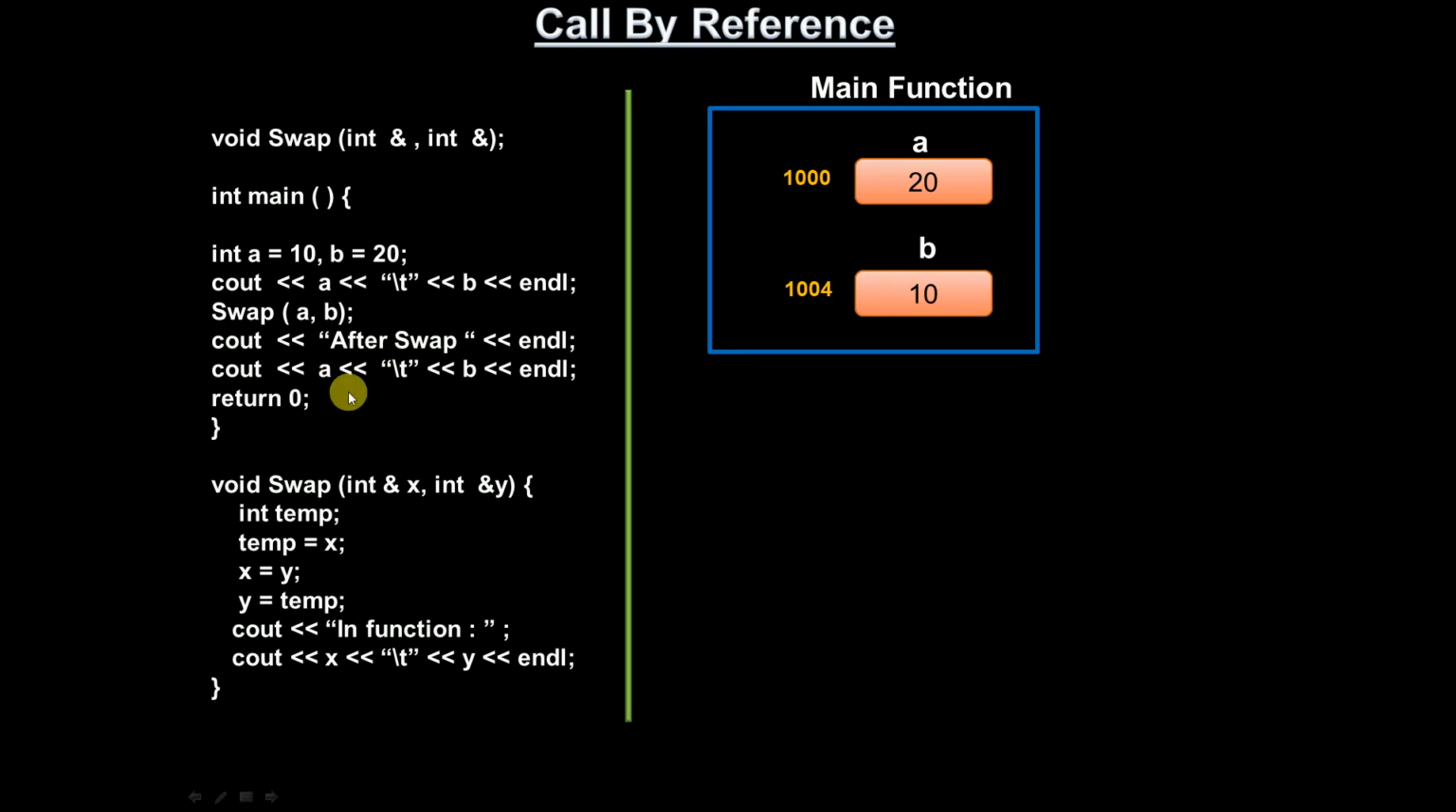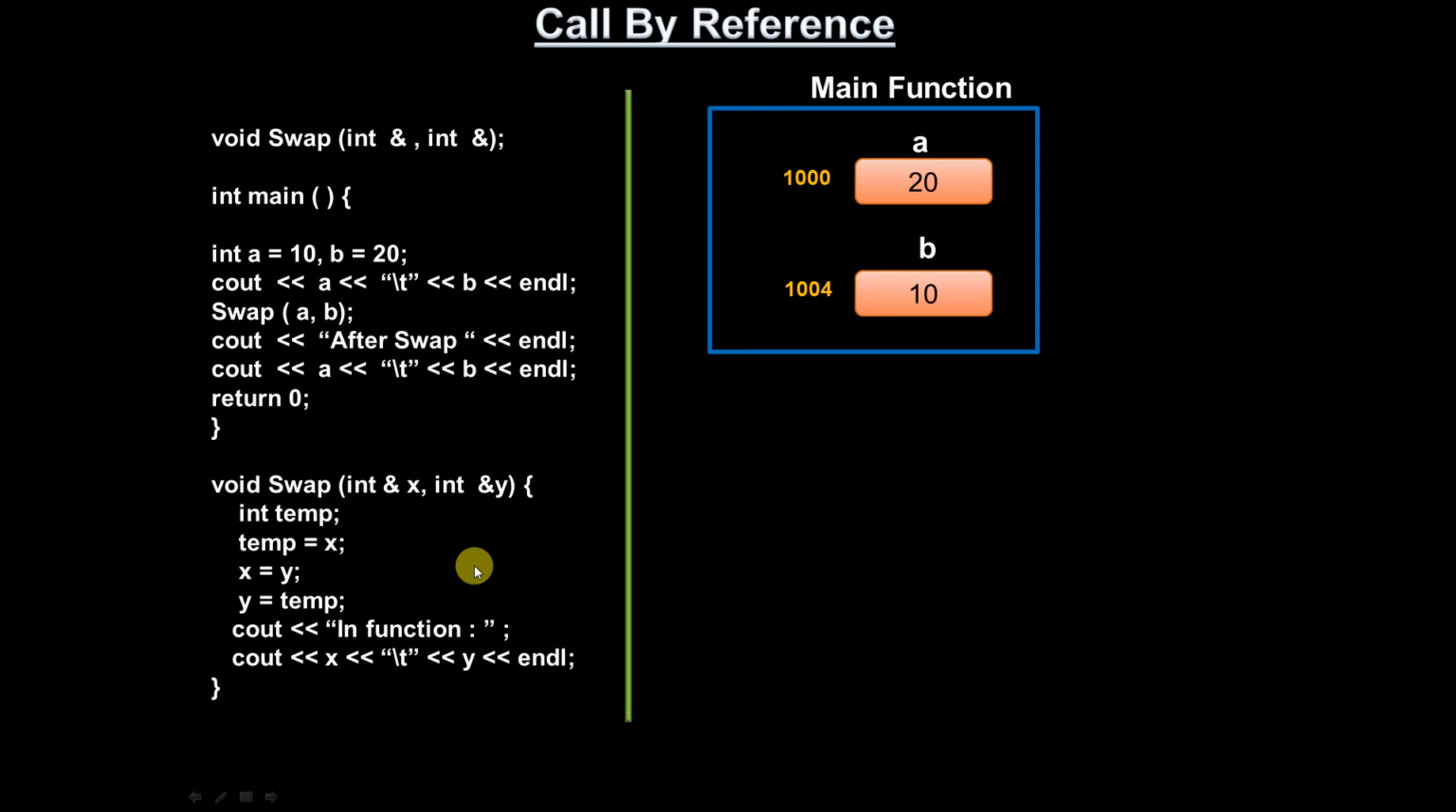Next, what is the value of a and b? That is a equals 20 and b equals 10. So this is how the call by reference method will be executed. Okay, hope you have understood this one.